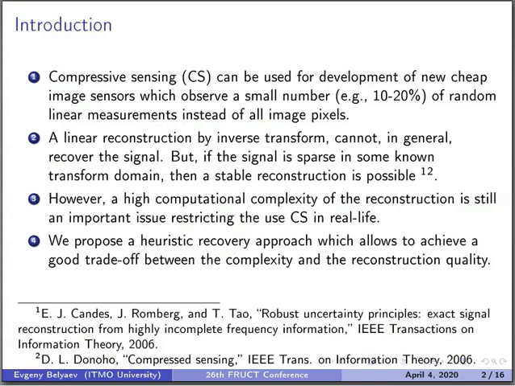Compressive sensing is a framework which can be used for development of new chip image sensors which observe a small number of random linear measurements instead of all image pixels. For example, it could be 10 or 20% of measurements.